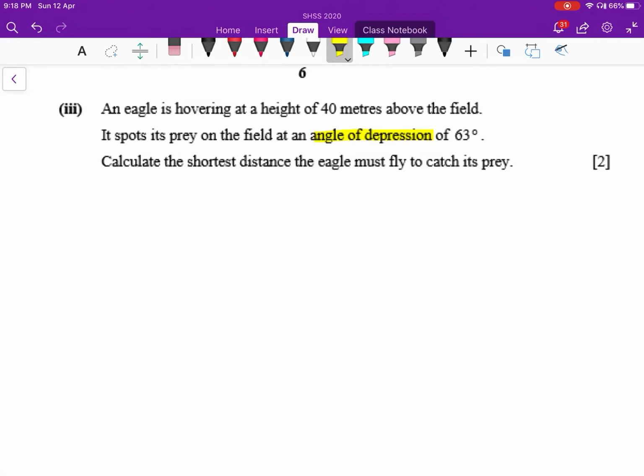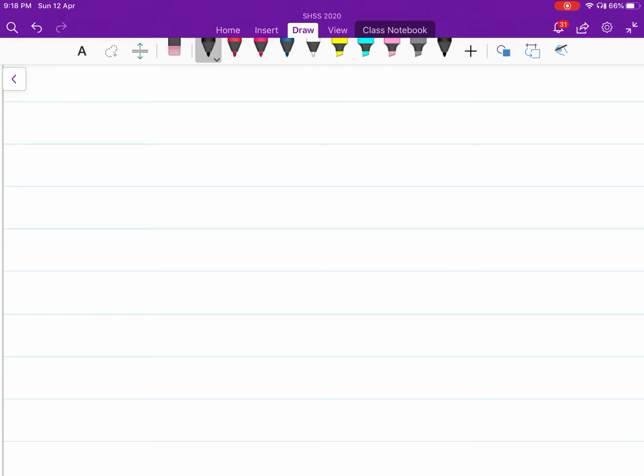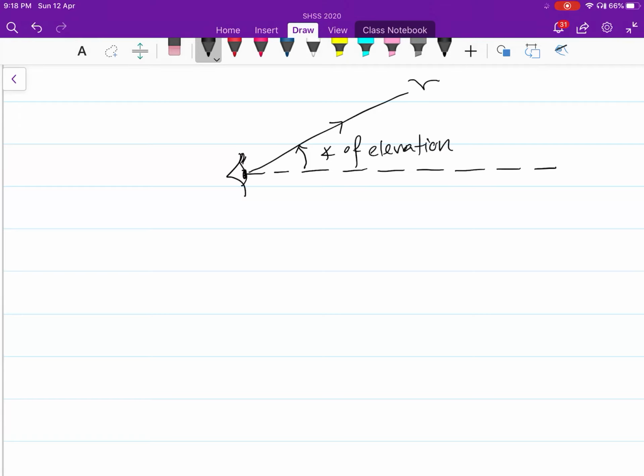Now, let's recap on what is angle of depression and what is angle of elevation. This is your eye. From the eye, we have our line of sight, which is completely horizontal. If we look up at an object, maybe a flying object, this angle here is called angle of elevation. If we look at an object below us, this angle is called the angle of depression.